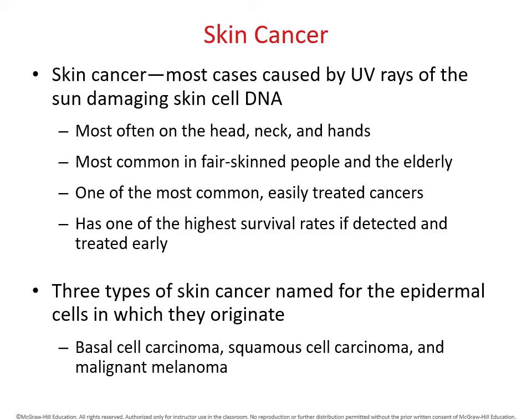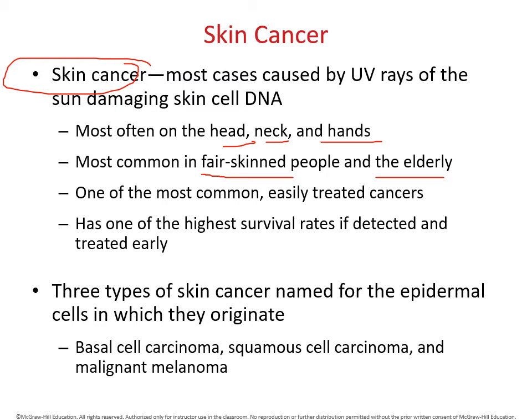Either way, on our PowerPoint, it says right here that skin cancer is often seen on the head, the neck, and the hand region. It is more common in fair-skinned individuals as well as the elderly. Remember, with the fair-skinned individual, this makes sense because of their lowered ability to extract and display the melanin in their keratinocytes. And the nice thing about skin cancer is that if it's caught early, it tends to be very easily and successfully treated.